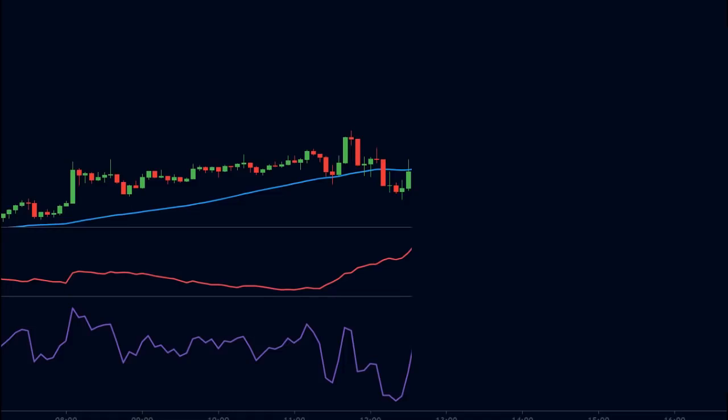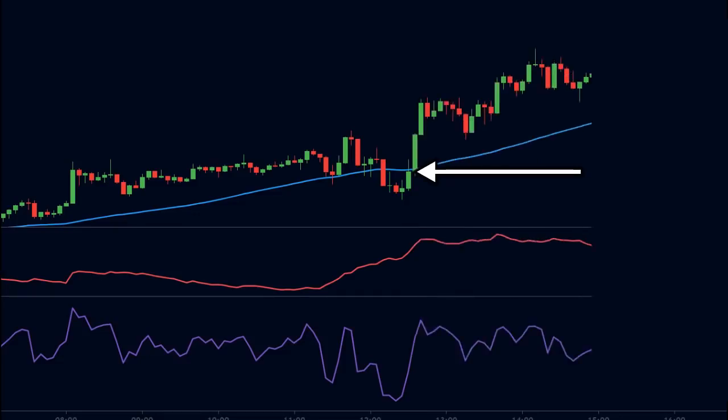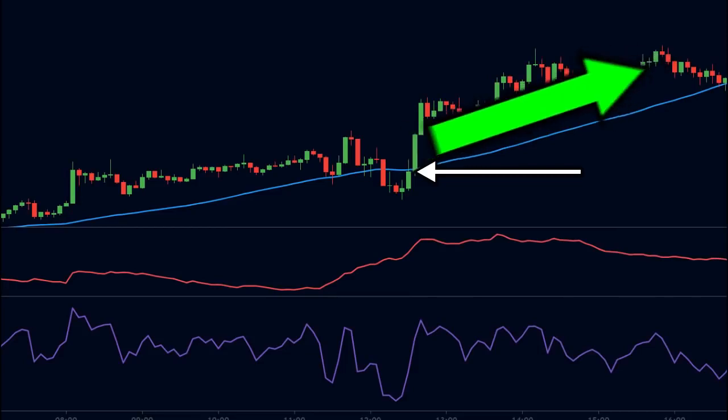So now, we want to look at the RSI to trigger our entry. On this candle we see that the RSI is clearly starting to move upwards. Hence, the momentum of the market is rising, and this is a very good place to buy. So we buy on this candle. As you can see, the market made a dramatic up move after our entry.